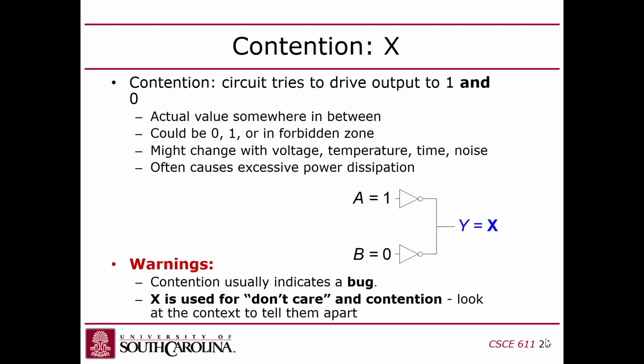Now one of the things I don't like about Verilog is that variables can be 0 or 1, obviously, but there's a couple additional values that you can have assigned to a wire. One of those values is X. The problem is that X has two meanings.